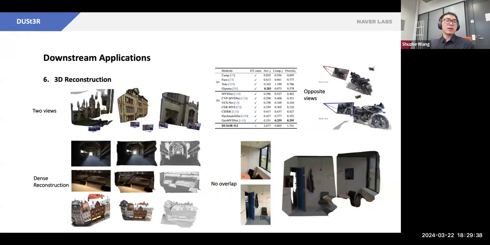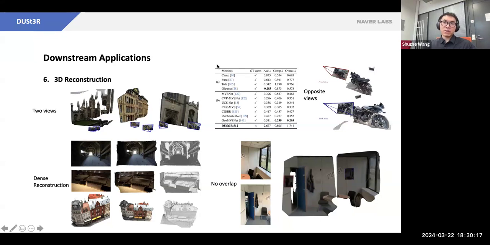Yeah, here we also have the 3D reconstruction, the two views, and also the dense reconstruction. And we could even achieve some reasonable results if we have the offset view, which means that it's nearly 180 degrees. And what's the most surprising thing is that even without overlap, here is an example of that. We took two pictures from an office, but without any overlap of the two images, we could still get a reasonable reconstruction of the room.